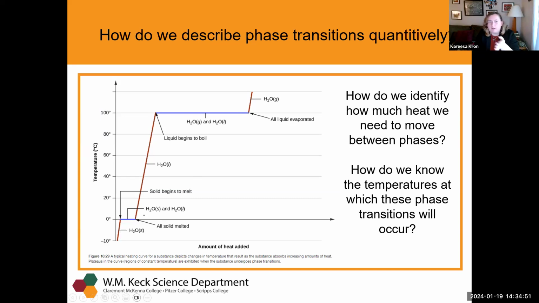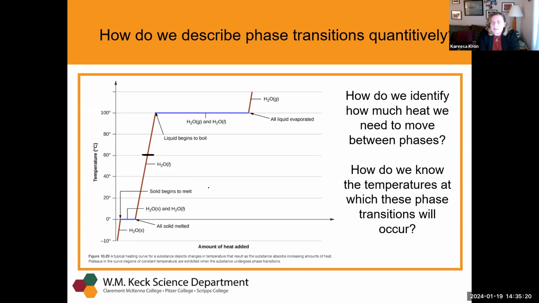But how do we know how much heat we need in each of these steps? If I wanted to know how much heat it takes to turn a solid ice cube at -10 degrees Celsius to liquid water at 60 degrees Celsius, how much heat do I have to put in? And how do I describe this temperature where phase transitions occur?